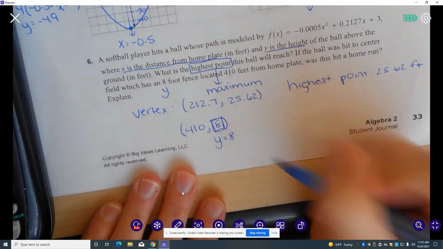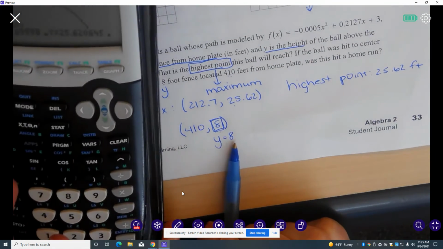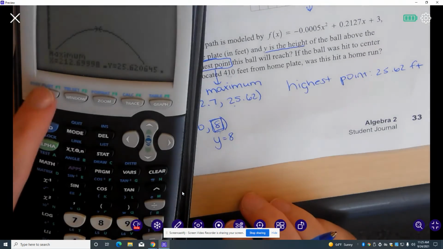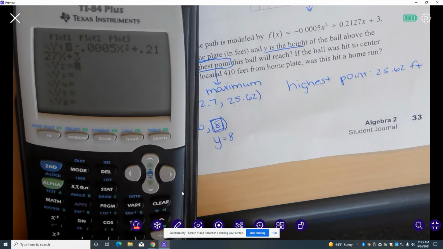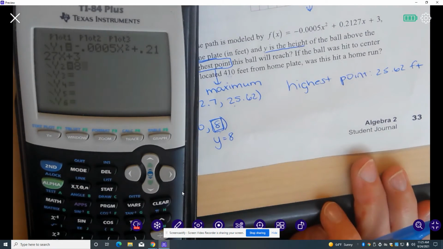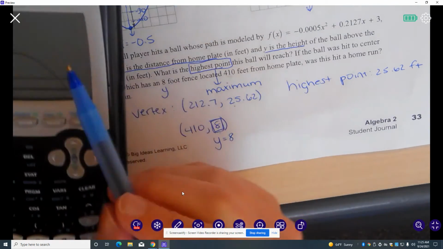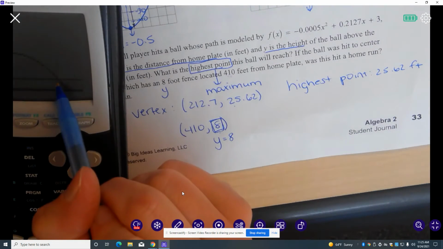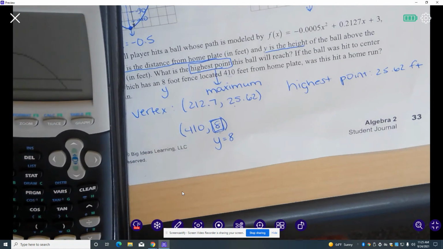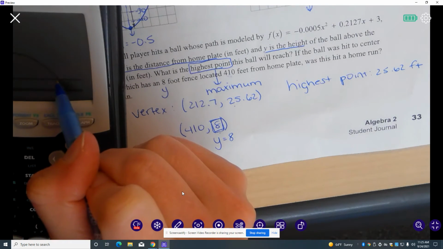So we're going to graph the line y equals 8. We want to know if it's 8 feet off the ground, will it be a home run? So I'm going to go back to my y equals, and I'm going to keep my parabola in there, and I'm going to enter in this new line y equals 8. I'm going to graph it. So we're wondering if at this point, we're wondering if this will be a home run. And so we're interested in what is this point here on the parabola where these two lines intersect.